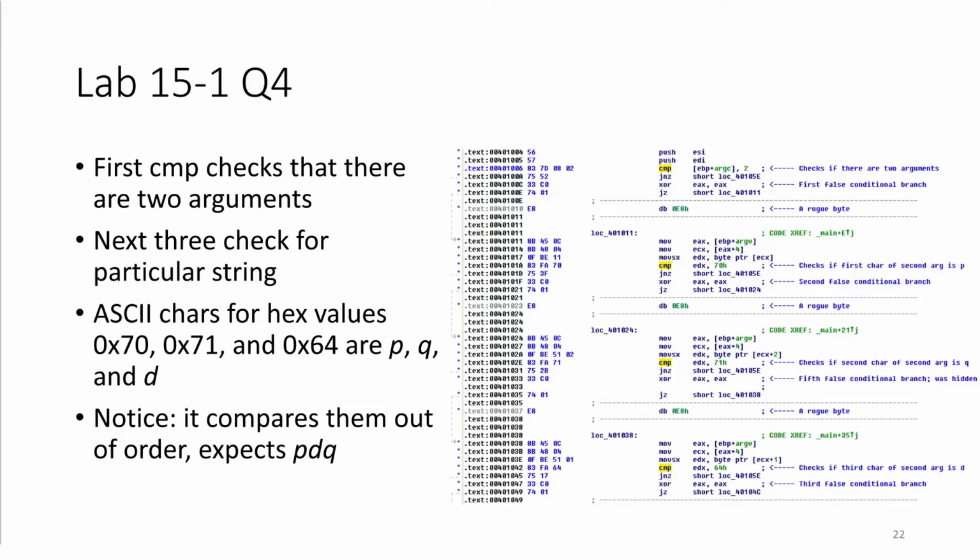The second comparison checks that the first byte of the second argument is hex 70, which if you decode that on an ASCII character table is lowercase p. The third and fourth comparisons check the next characters out of order, so you've got to be a little bit careful. The third comparison checks for an ASCII lowercase q, and the fourth checks for an ASCII lowercase d.